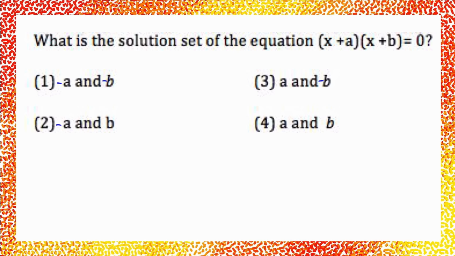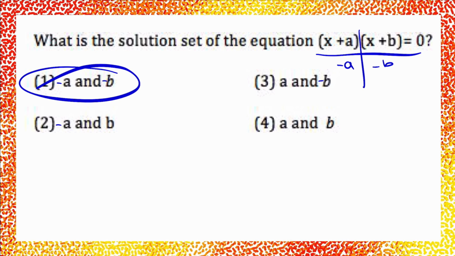What is the solution set of this equation? In order to do this, just got to switch those signs. Opposite of positive a is negative a. Opposite of positive b is negative b. So choice 1, where they're both negative.